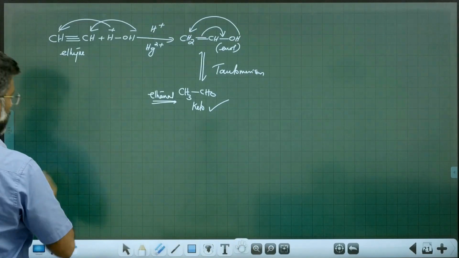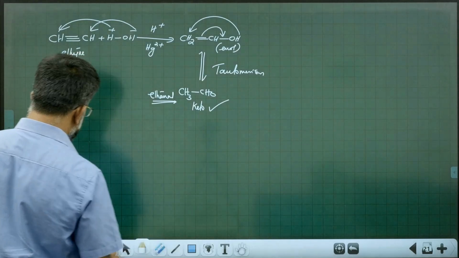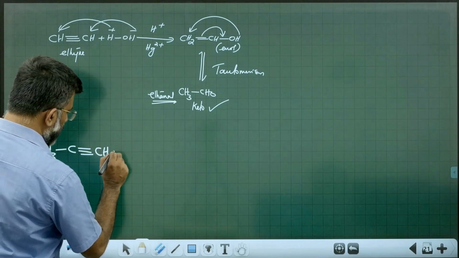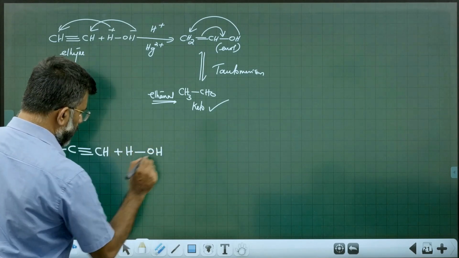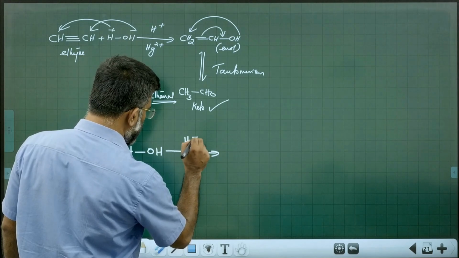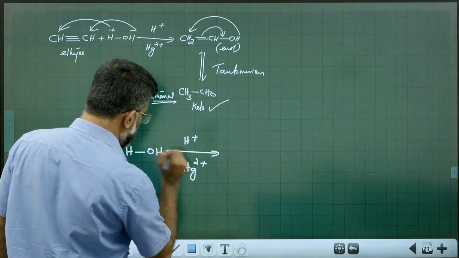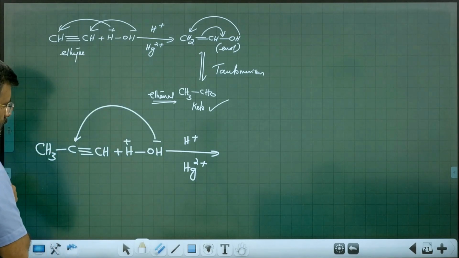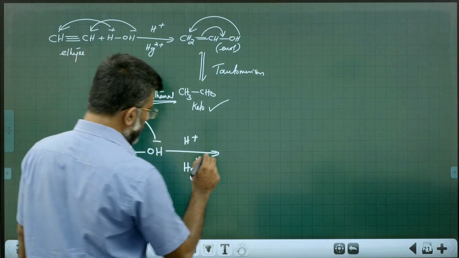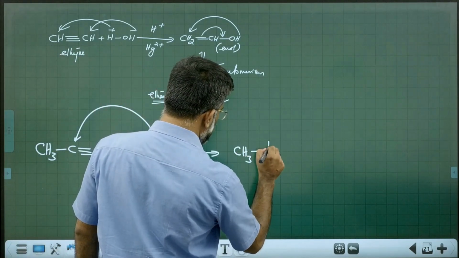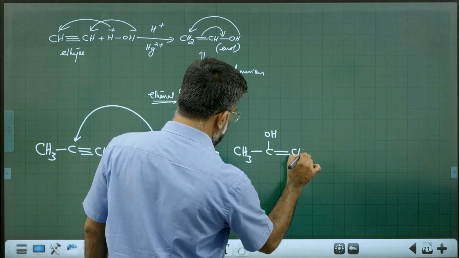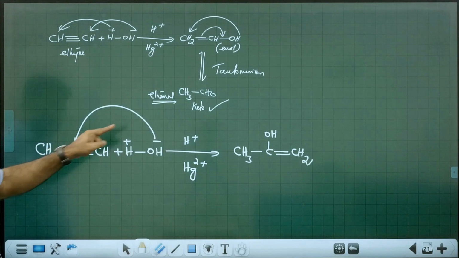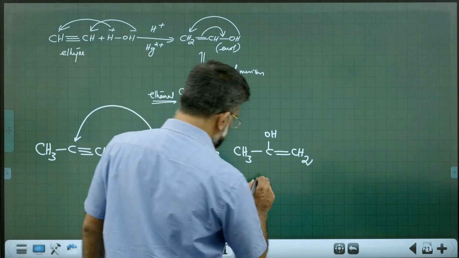Why do higher alkynes give ketones? Very simple to understand. CH3, C triple bond CH, a higher alkyne treated with water in presence of sulfuric acid with a mercuric salt. You see, H plus OH minus, OH minus coming to this carbon. And what happens? You get CH3COH double bond CH2. Hydrogen comes over this carbon, and this triple bond turns double bond. You get once again enol.